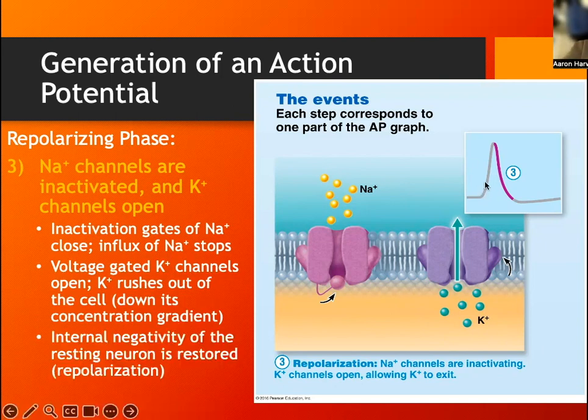So you've crossed that negative 55. You've probably gotten into around here. You're at between 0 and positive 30 millivolts. So you're basically exchanging those ions to get back to that original state, which was negative 70. And if you see, you actually go a little further. You go a little further than negative 70 here.